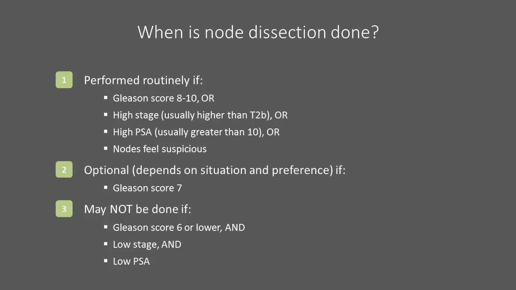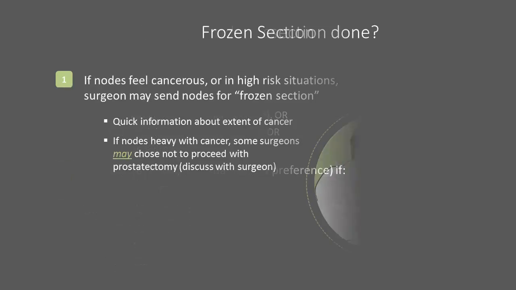Lymph node dissection is performed routinely in the following situations: a Gleason score of 8 to 10, or high stage cancer, usually higher than stage T2B, or a high PSA, usually greater than 10, or finally, when the lymph nodes feel suspicious in the operating room. The node dissection may not be done if the Gleason score is 6 or lower, and the stage is low, and the PSA is also low.